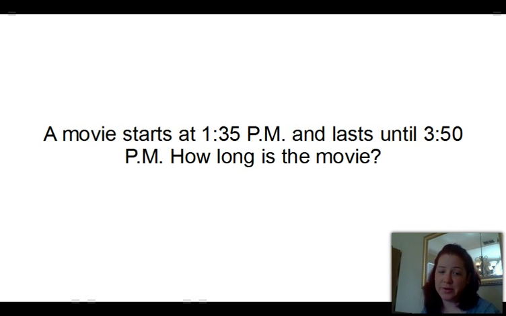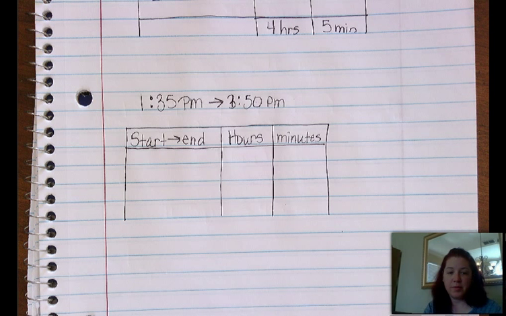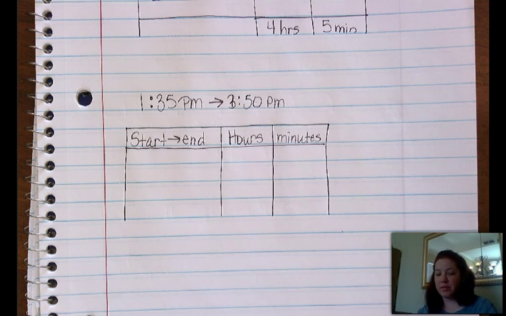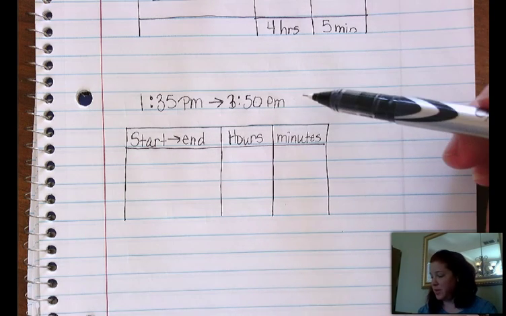So let's try another one. A movie starts at 1:35 and lasts until 3:50 p.m. How long is the movie? So the movie begins at 1:35 p.m. and ends at 3:50 p.m.